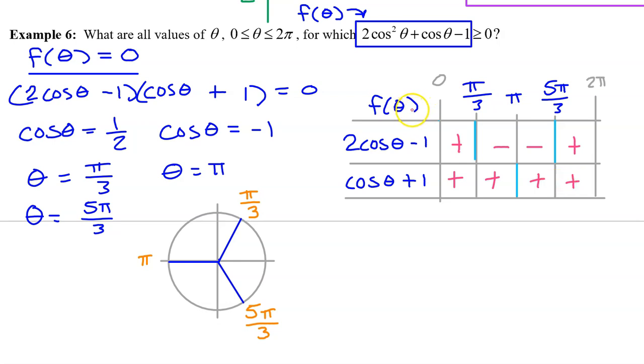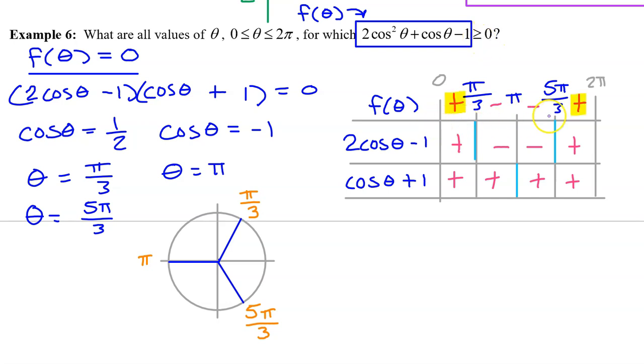What's the overall sign of f of theta in each one of these intervals? In the first interval, we have a positive times a positive, which is a positive. In the next interval, a negative times a positive is a negative. Same with the next interval, a negative times a positive is a negative. And finally, a positive times a positive is a positive. We are looking for the values of theta that will cause f of theta, this expression on the left, to be greater than or equal to 0.